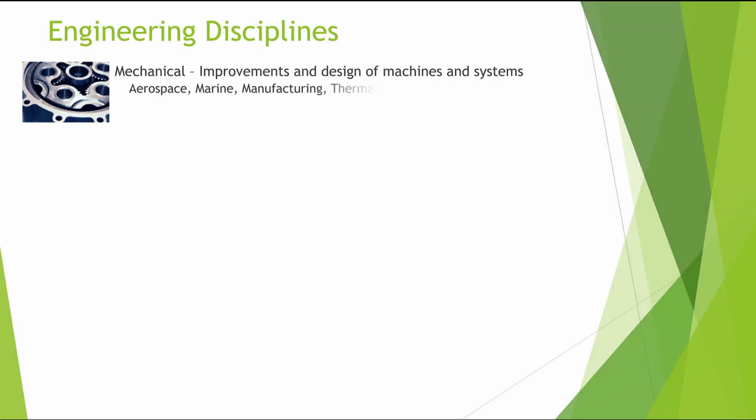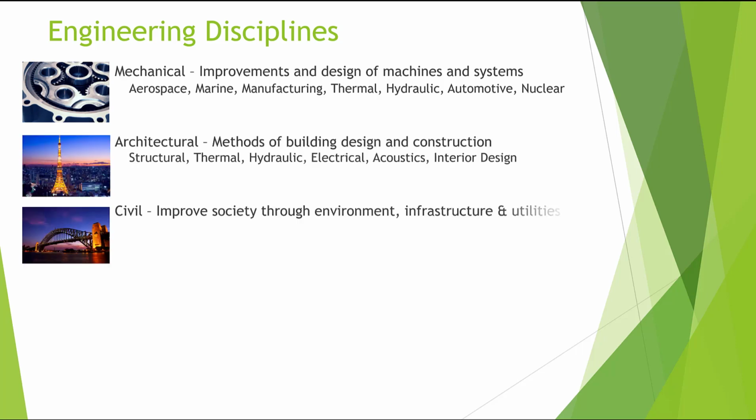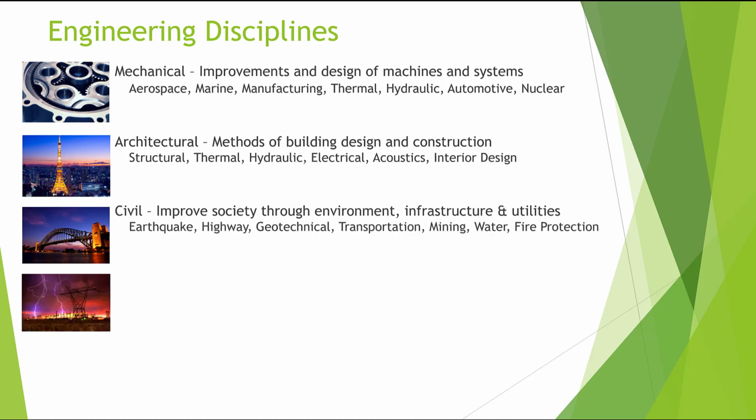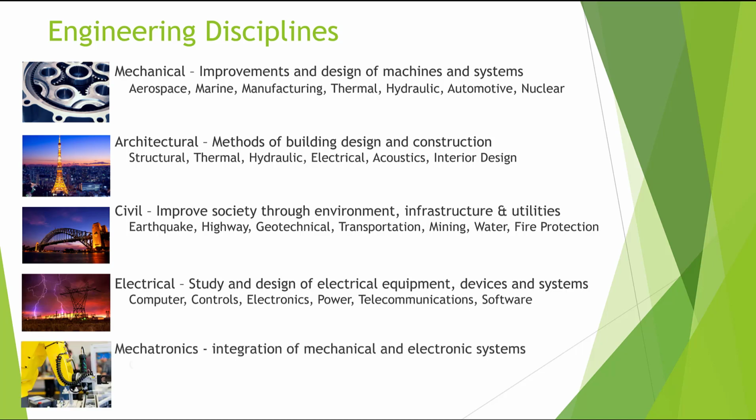Here is a list of some of the engineering disciplines: mechanical, architectural, civil, electrical, and mechatronics is the newest discipline. Notice that most of these disciplines do overlap. You can see that in mechanical there's hydraulics. Also, architectural uses hydraulics. Civil has some structural components, and architectural has structural.